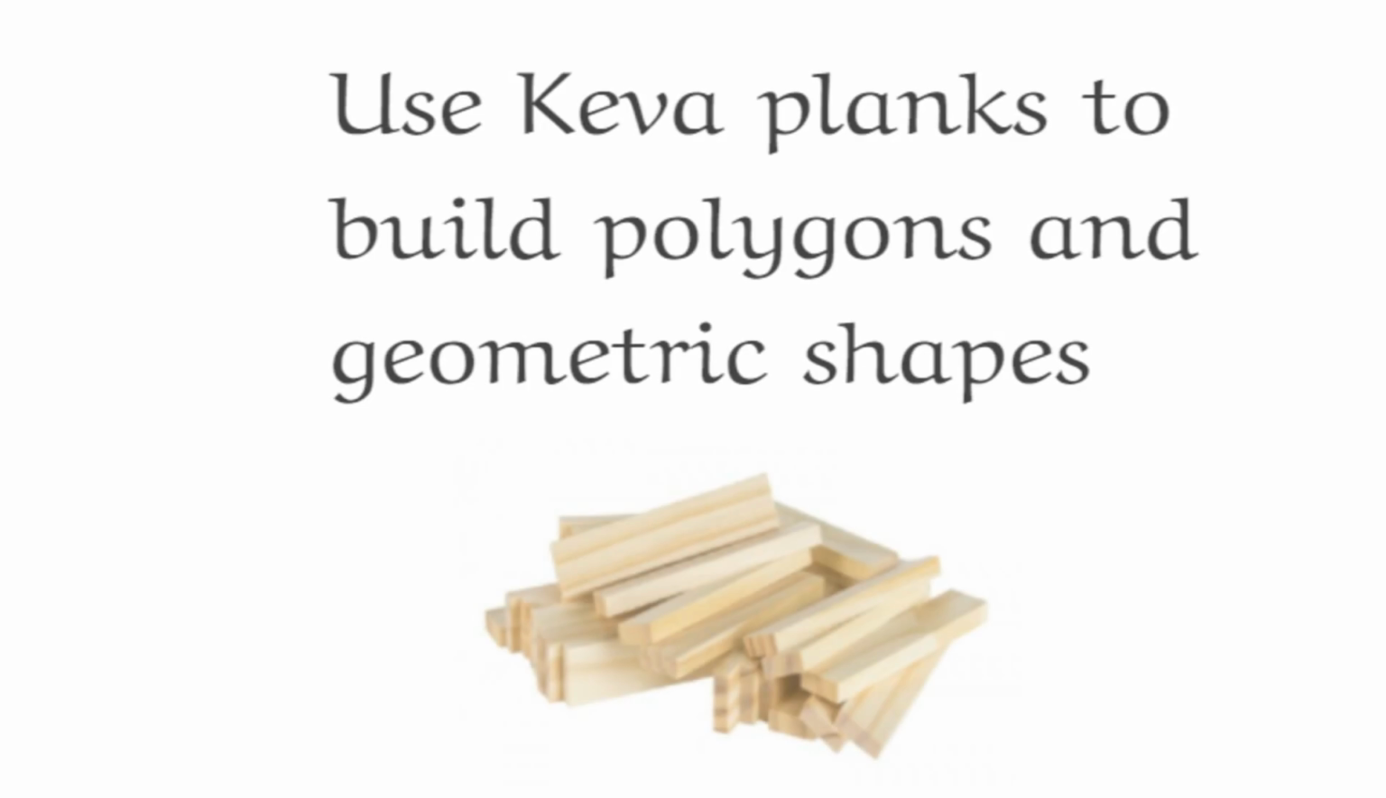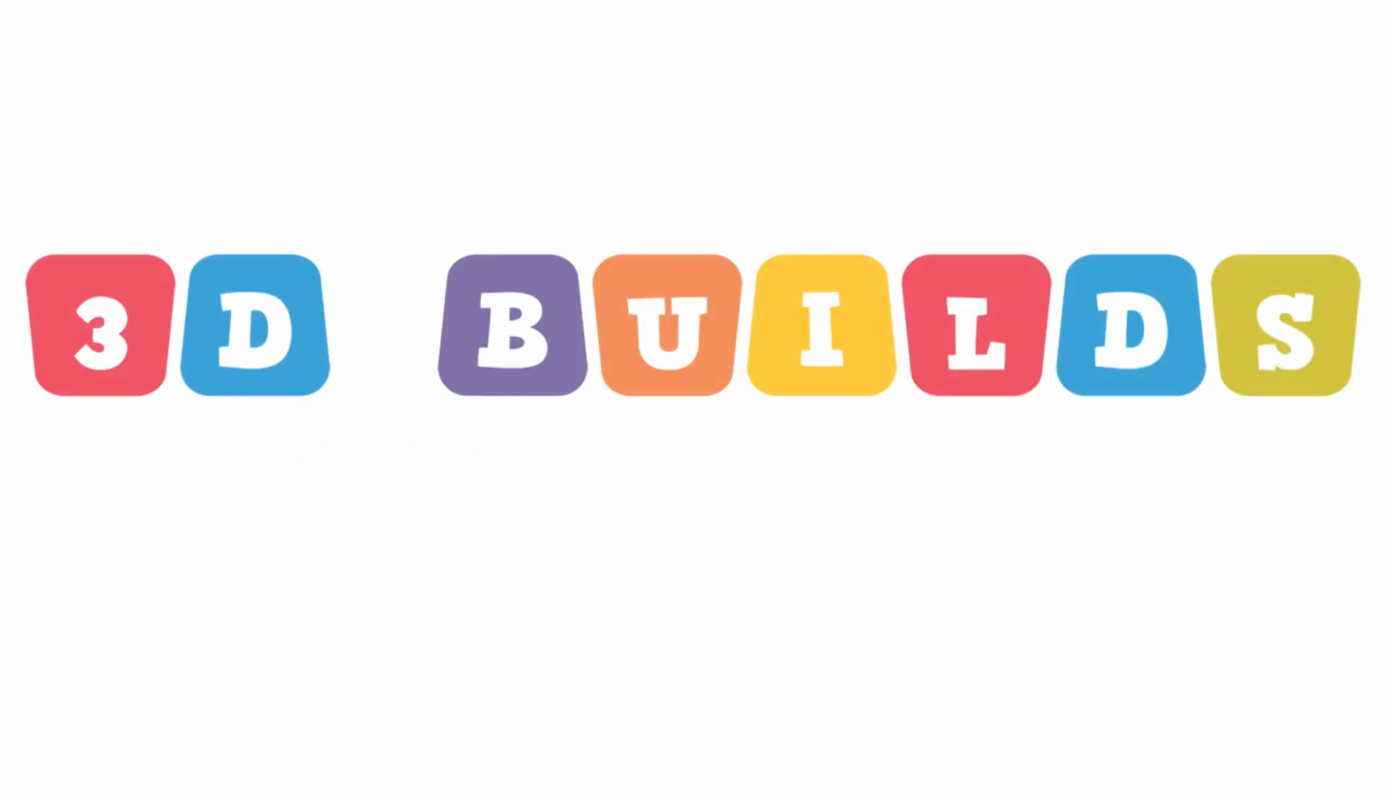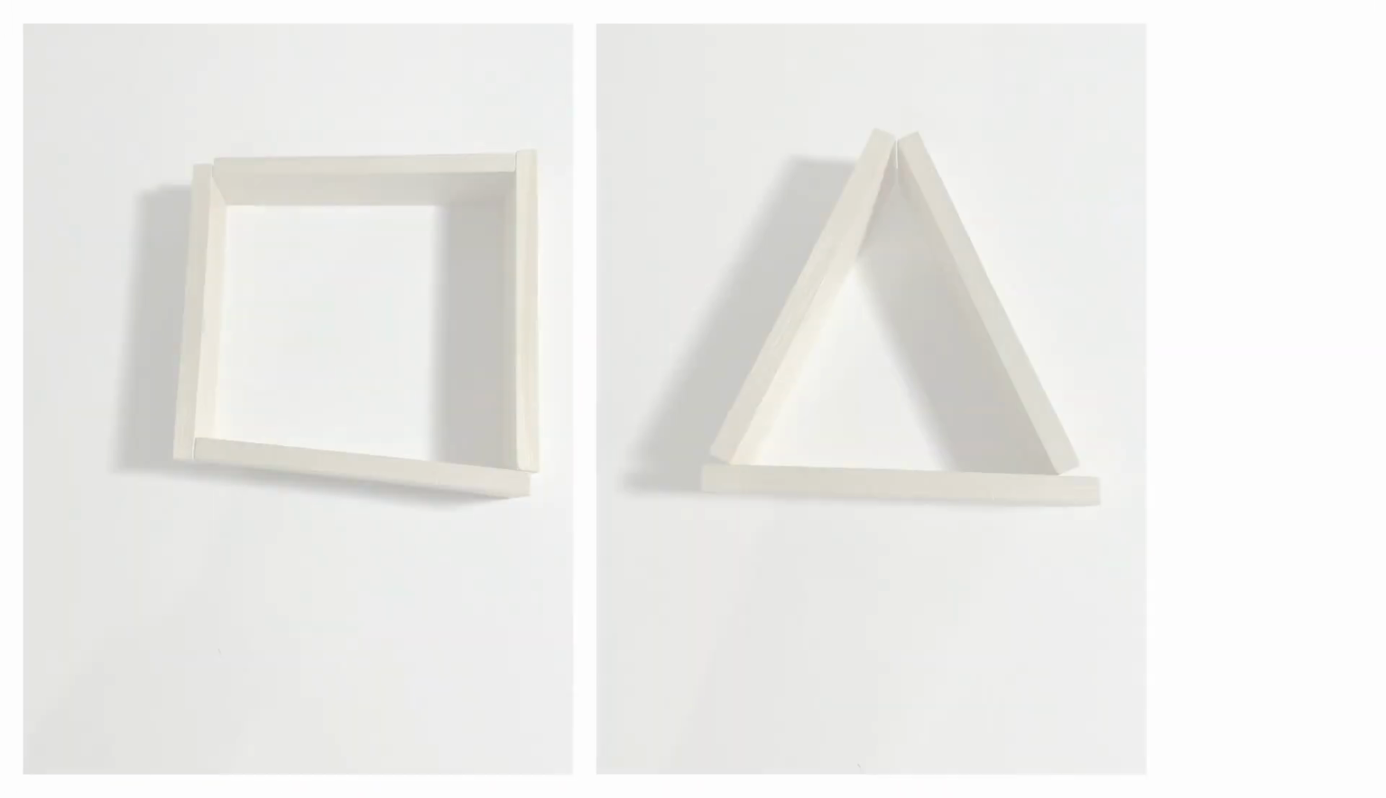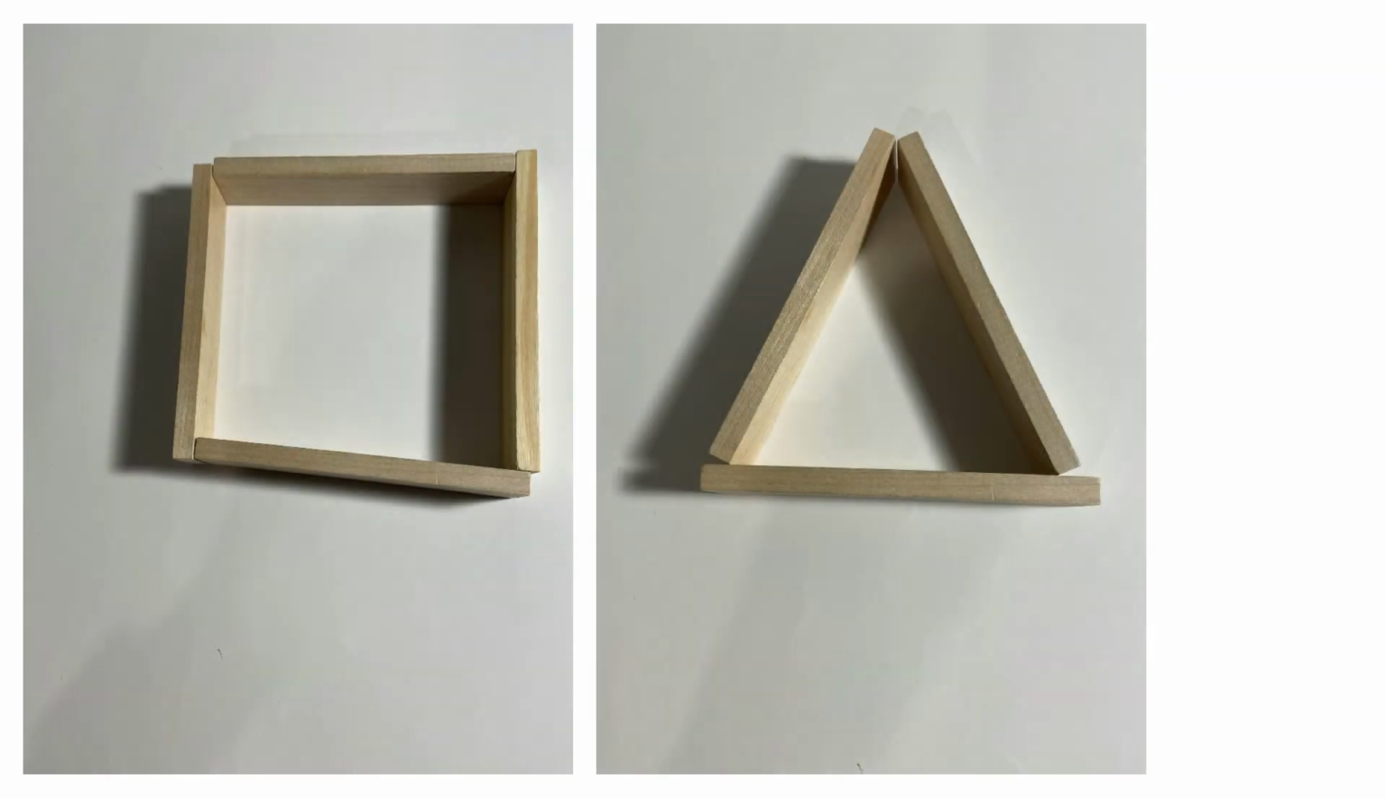You can also use Keva planks to build polygons and other geometric shapes. This bridges building with mathematical concepts. Now let's transition to building 3D structures. Start with a simple square and challenge yourselves to build a tall tower. For 3D structures, one simple starting point is a tower. This helps students practice stacking and stability.